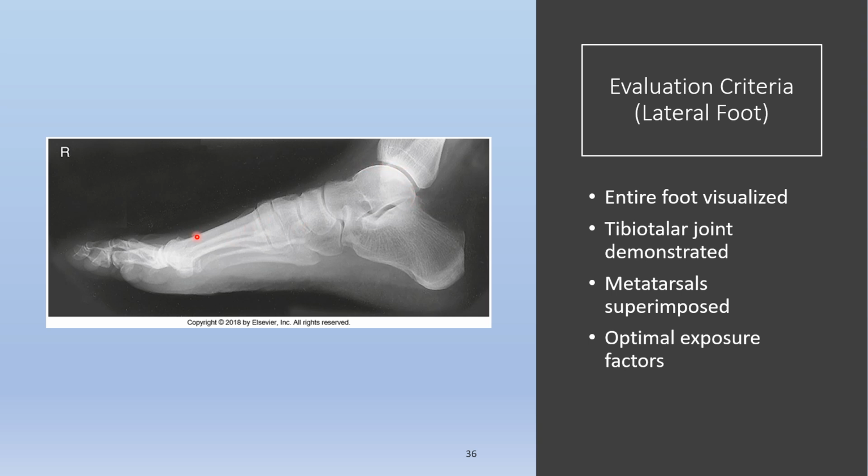The metatarsals should be superimposed. I mean, they're not all the way superimposed, but it is pretty good. Optimal exposure factors, meaning you should be able to see soft tissue, bone trabeculae. Markers should be present before exposure, not annotated after. All right, you can tell that the foot is lateral because this tibiotalar joint is open. All right, so that actually looks pretty good on there.